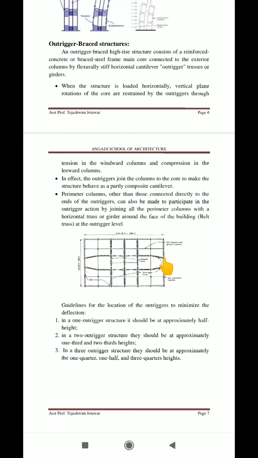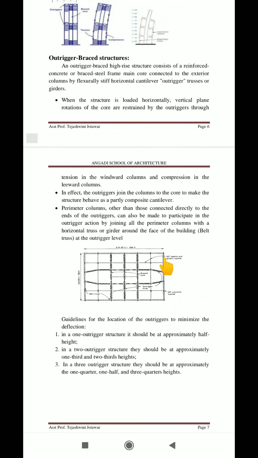So by doing so, what I can achieve is, when a structure is loaded horizontally, the vertical plane rotations of the core are restrained by the outrigger through a tension in the windward columns and a compression in the leeward columns. Whenever there is a horizontal load acting from this side and passing to the other side, these outriggers will carry the load and make sure that, say, the load is acting from this side and leaving from this side.